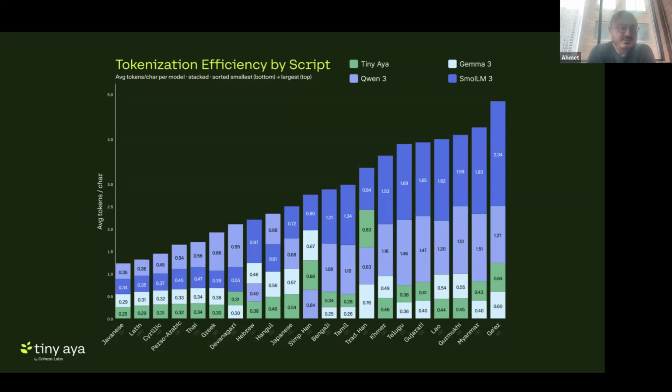Of course, here lower is better, right? This is compression, how well the tokenizer compresses the tokens. We want each tokenizer to compress as much as possible within a broad range of scripts. As you can see, TinyAI has quite good performance across all the scripts that you can see, and in the majority of them it has the best performance.